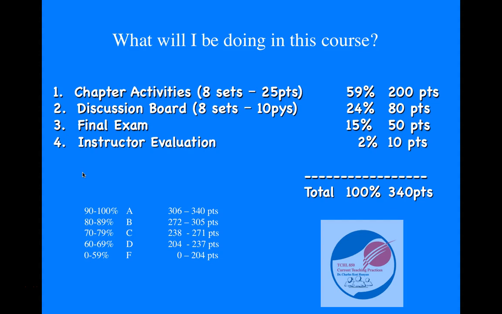To get your grade, we use a point system for this class. 340 points is your total. You're going to have 8 chapter activities for each of the modules. They're each worth 25 points. And for each of those 8 modules, you're also going to have a discussion board, which you're going to respond to each person's post. And that is the bulk of the class.